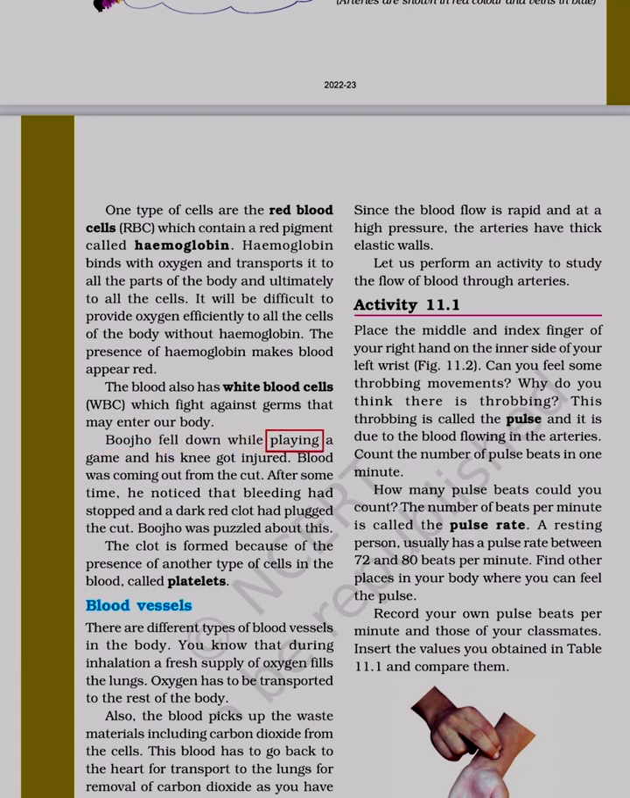Bujho fell down while playing a game and his knee got injured. Blood was coming out from the cut. After some time, he noticed that bleeding had stopped and a dark red clot had plugged the cut. Bujho was puzzled about this. The clot is formed because of the presence of another type of cells in the blood, called platelets.